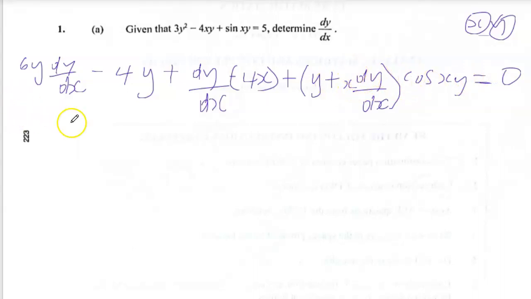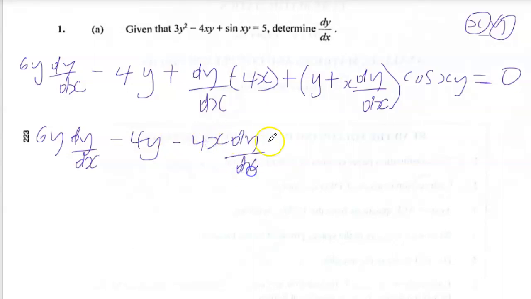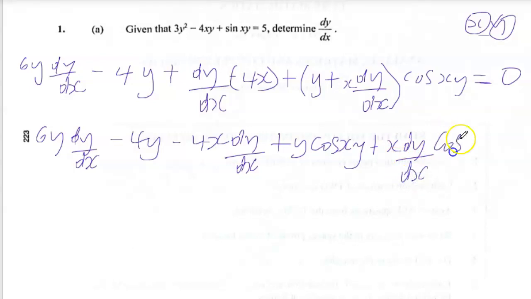So let's expand the bracket now. We have 6y dy by dx minus 4y, and dy by dx times minus 4x, that's minus 4x dy by dx. Next, we're going to distribute the cos xy to each term in the bracket. So cos xy times y, that's y cos xy, and cos xy times x dy by dx, that's x dy by dx times cos xy.